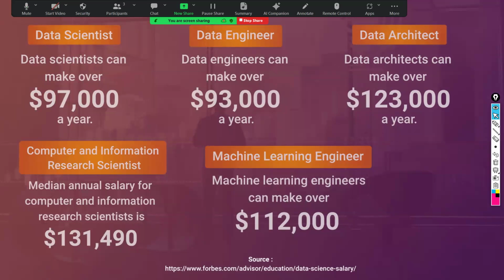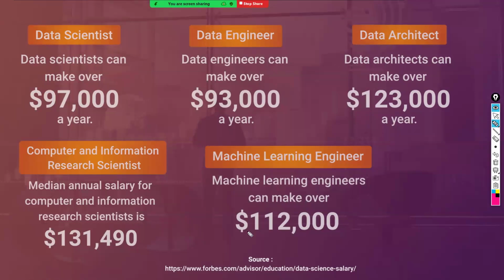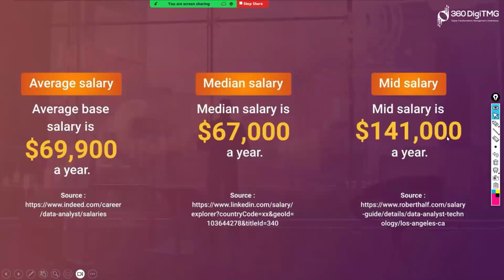These are some of the numbers that I have picked up from Forbes. You can also do a simple Google search for the salaries of these different designations related to data. And you can see the salaries are marking 100K upwards. As I told, it generally gives an advantage for a business, so obviously the demand would be more.